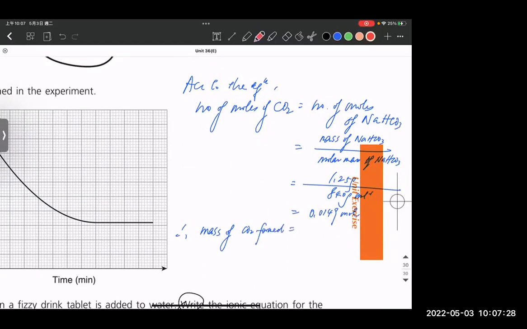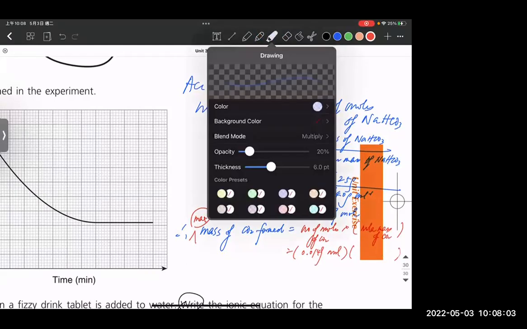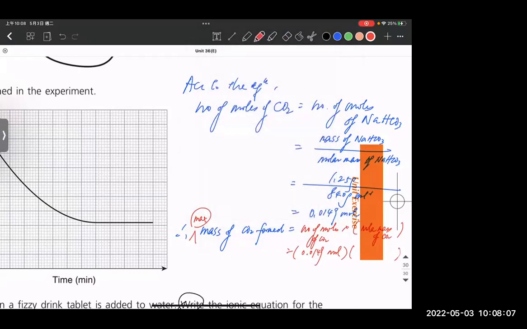So of course, what you just mentioned is just the maximum mass of CO2 formed, which is calculated by 0.0149. This is number of moles. I don't want that mole, but I want the mass. So you times the molar mass of CO2. So 0.0149 mole times, what is the molar mass of carbon dioxide? 44.0. Yep, 44.0 gram per mole. So you may get the answer. The answer is 0.656 gram.